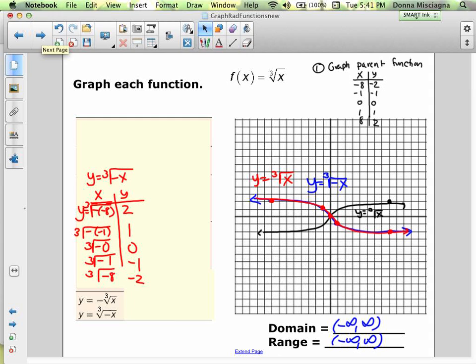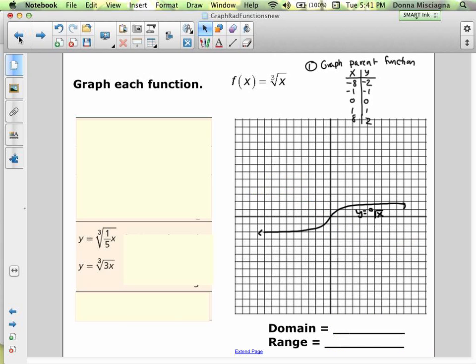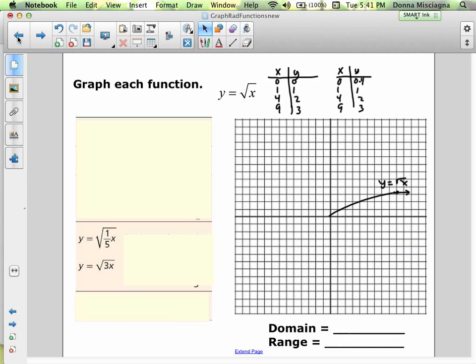All right, so we're going to stop here, and then we're going to go back to the graph that we skipped, which is this one back here and this one, and we'll do those horizontal stretches. And then we're going to move on to multiple transformations.